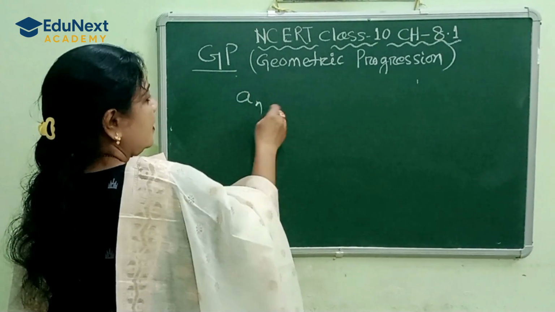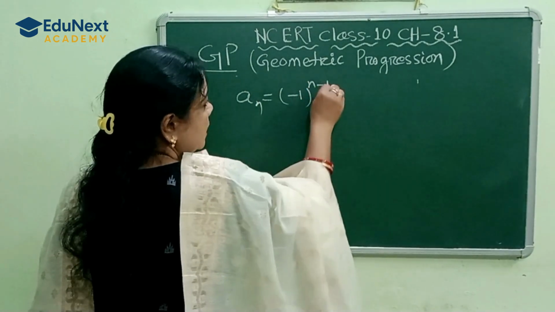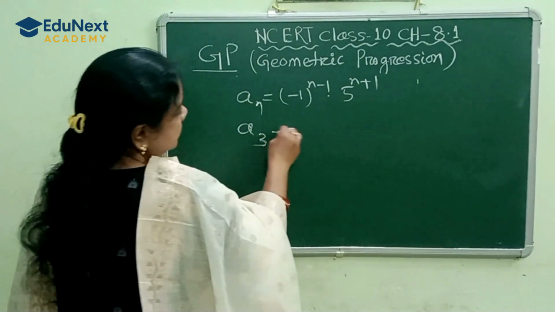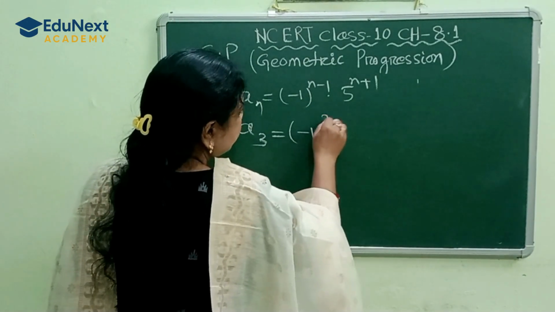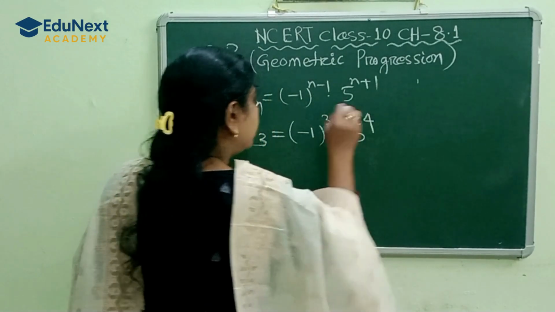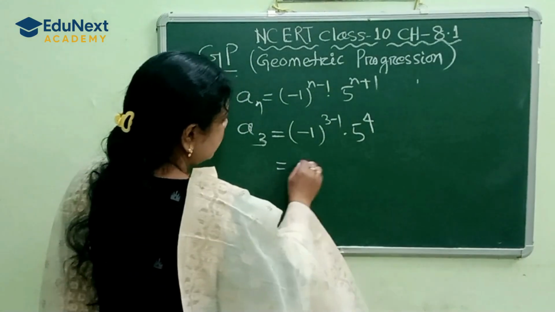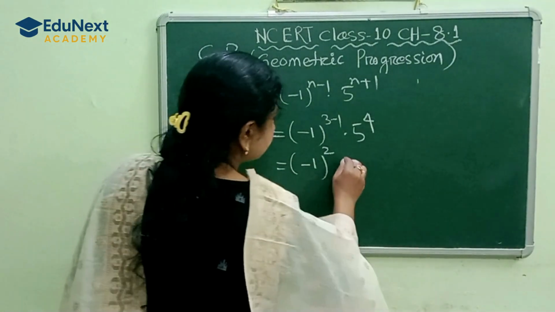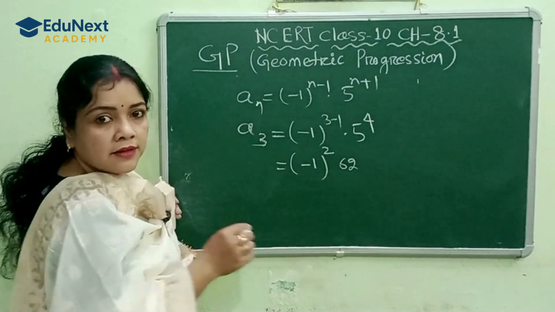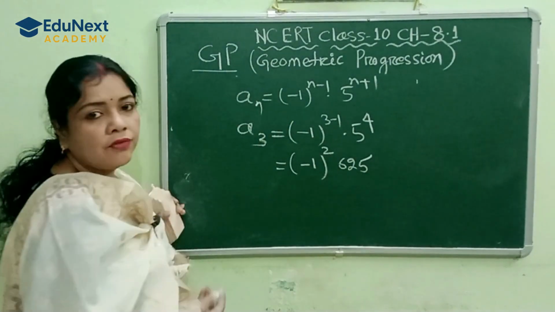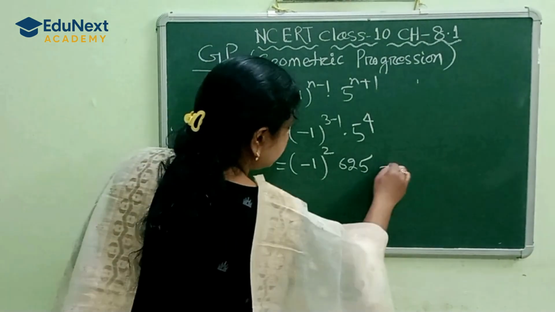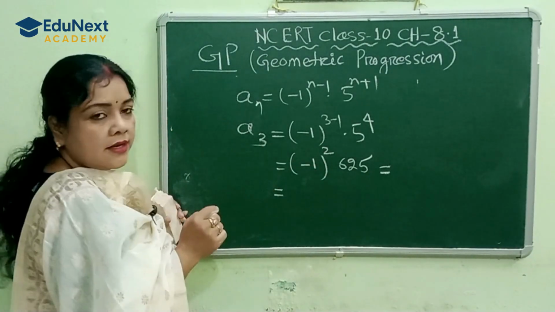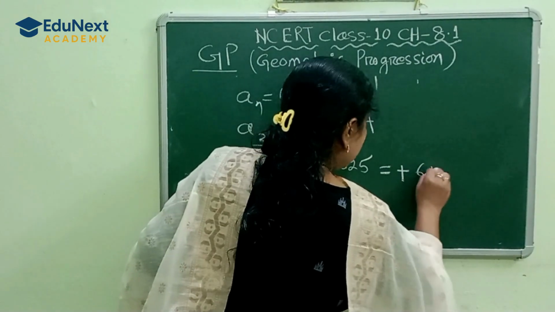Now a_n is equal to (-1) to the power n minus 1 whole into 5 to the power n plus 1. So a3 is equal to how much? Minus 1 to the power 3 minus 1 into 5 to the power 4. Now see, this is minus 1 to the power 2. Minus 1 squared means 1. 5 to the power 4 is 625. So obviously there will be a plus sign here, plus 625.